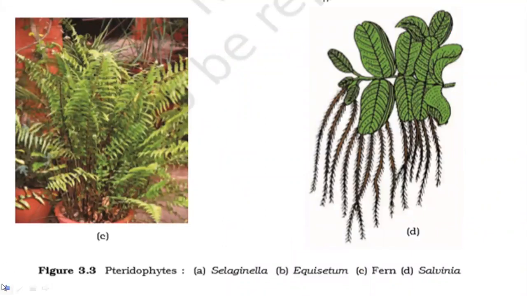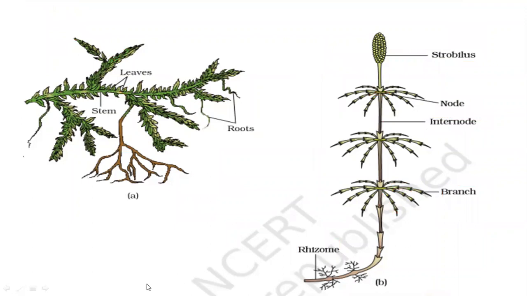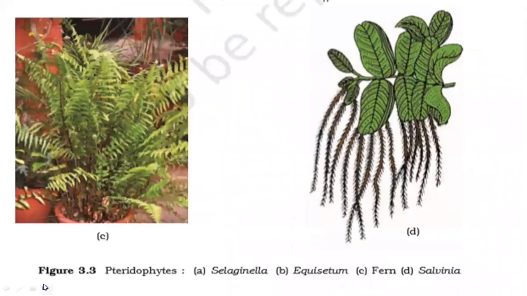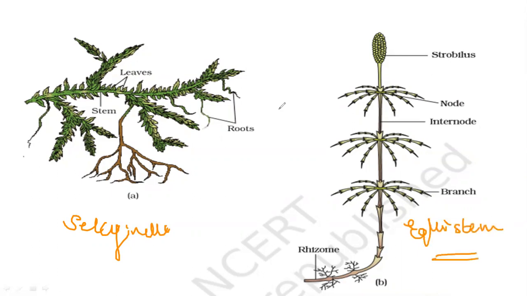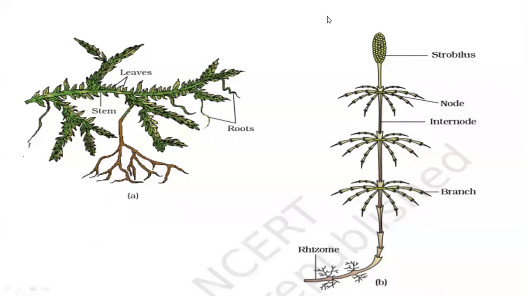Okay, the first diagram which I just showed you, once again, the first slide that I showed is Selaginella. Okay, this A diagram was Selaginella, and the second one was Equisetum. Okay, that's all. Next one, what we will be having over in the next slide.